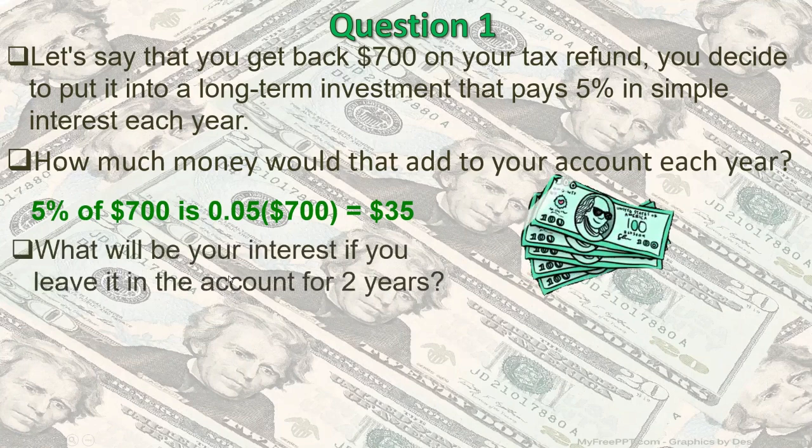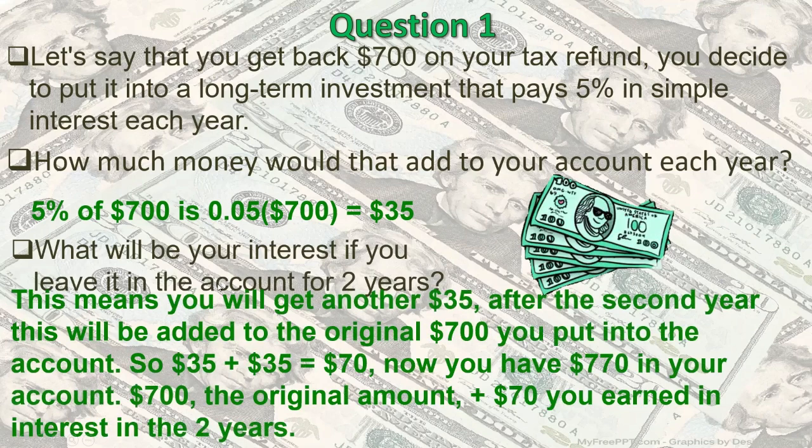What will be your interest if you leave it in the account for 2 years? This means you will get another $35 after the second year. This will be added to the original $700 you put into your account. So, $35 from the first year plus $35 from the second year will give you $70. Now you have $770 in your account: $700 from the original amount plus $70 that you earned in interest in the 2 years.